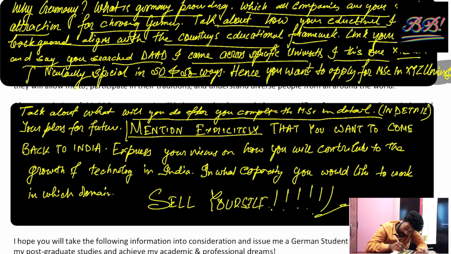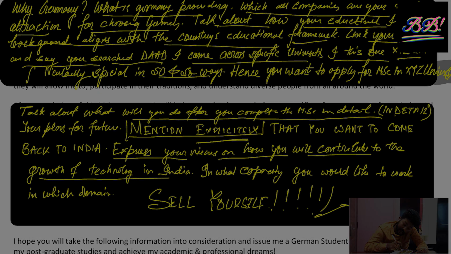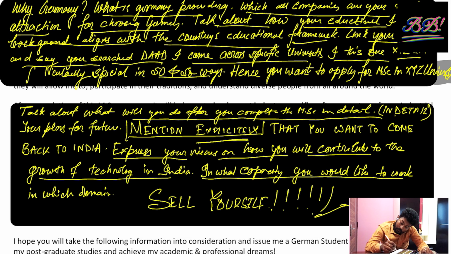Mention explicitly, see, I have written the words "mention explicitly" that you want to come back to India. Please mention this in your visa application. Express your views on how you will be contributing to the growth and technology in India, and in what capacity you would like to work in the future domain in 4 or 5 years.